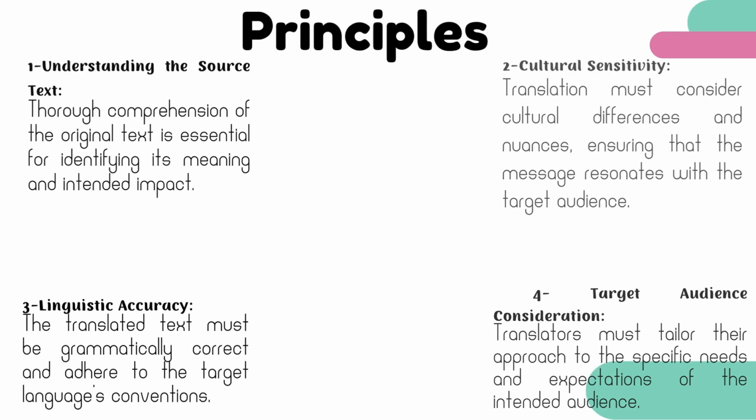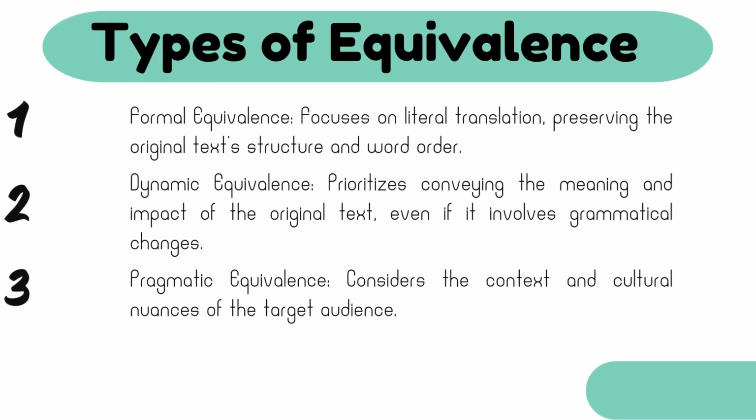Types of equivalence. Formal equivalence focuses on literal translation, preserving the original text structure and word order. Dynamic equivalence prioritizes conveying the meaning and impact of the original text, even if it involves grammatical changes. Pragmatic equivalence considers the context and cultural nuances of the target audience.